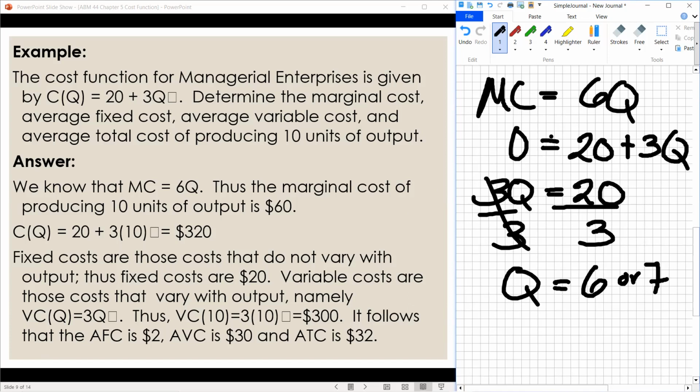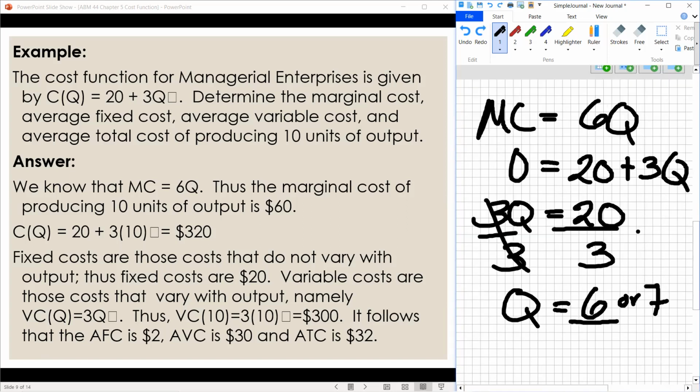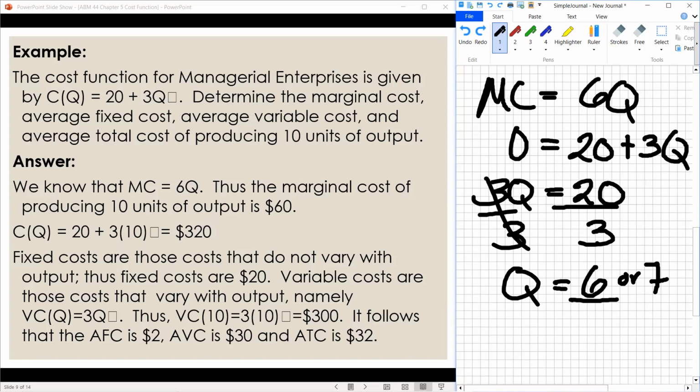That is just another example. Again, we just need to look for quantity. To look for quantity, you just need to divide both sides by 3. So you just need to move the other variable to the other side. So we have 3Q equals to 20. Divide both sides by 3 to cancel out 3. So you'll get quantity of 6. So this is just another example. Again, thus the marginal cost of producing 10 units of output is 60.